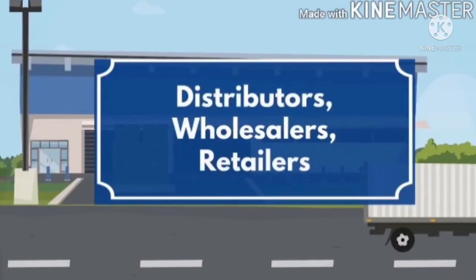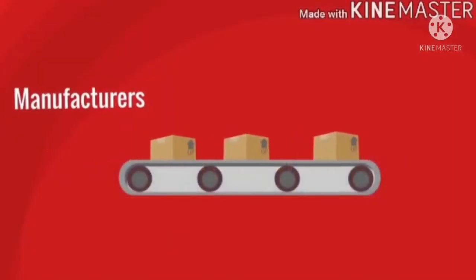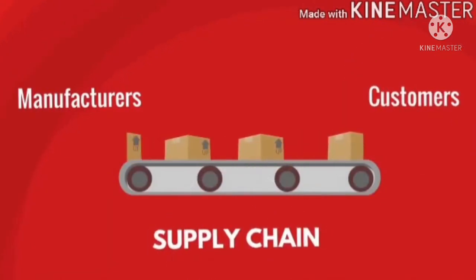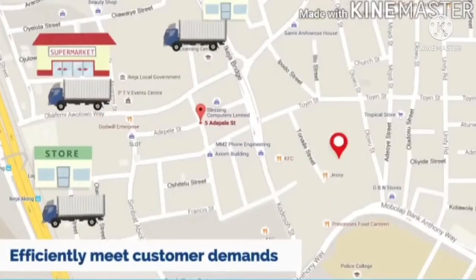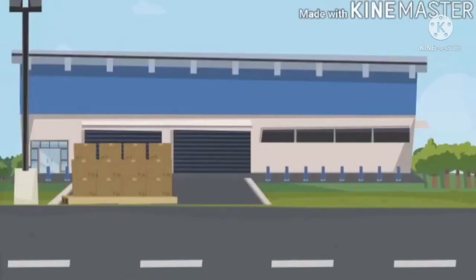Getting products to consumers or customers requires efficient market supply chains. The supply chain is a system involved in moving a product or service from the manufacturers to the final customers or consumers. So the supply chain consists of the manufacturers, the distributors, the wholesalers, and the retailers. They distribute products efficiently to meet the customer's demand.